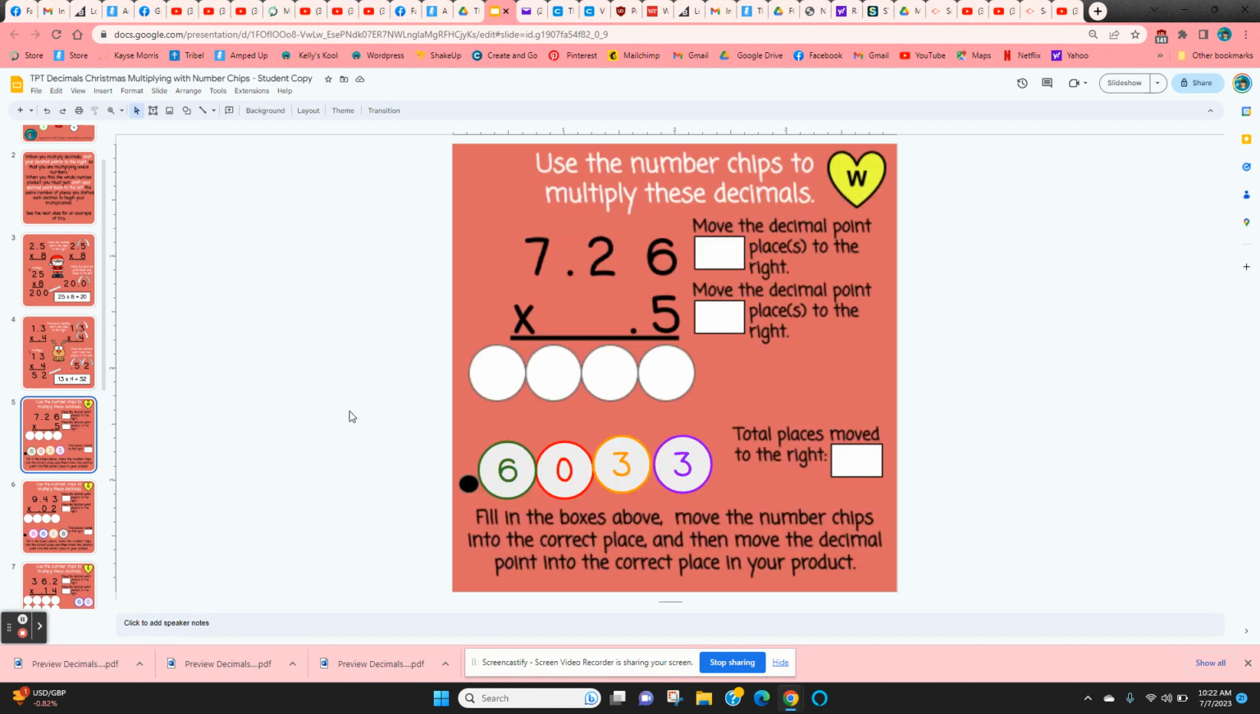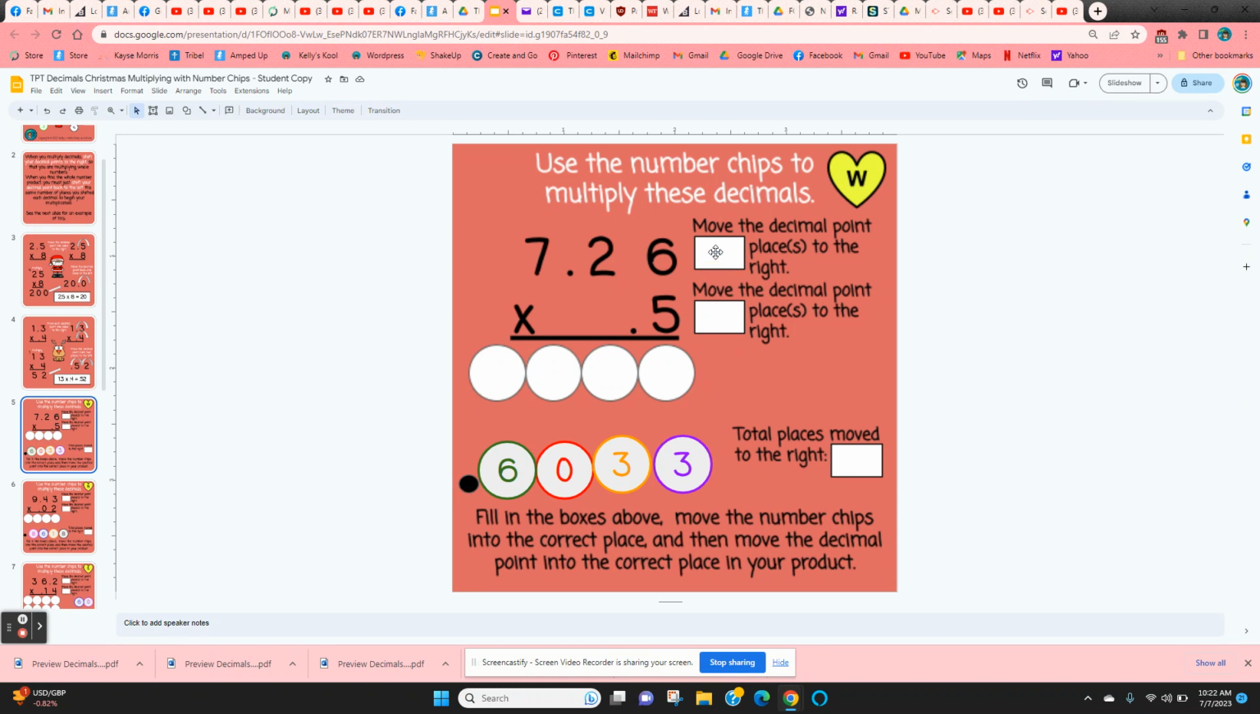So the students are going to start on slide 5, and they've got these movable number chips. They're going to multiply, put the chips in the correct place. So it starts with a pretty simple problem, and they get a little bit more difficult as they go. The decimal point is also movable.